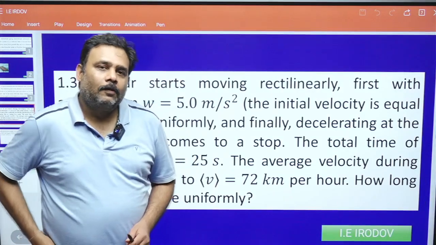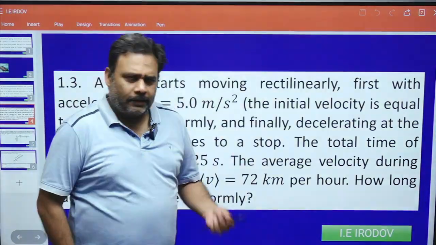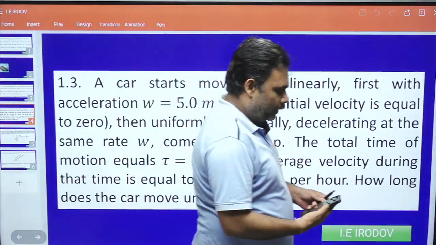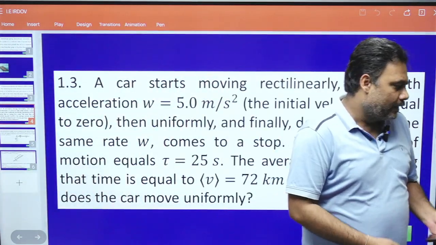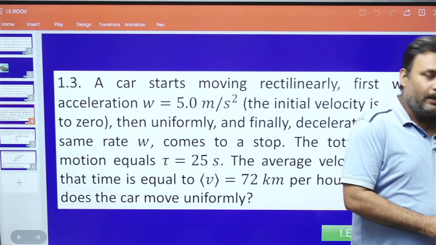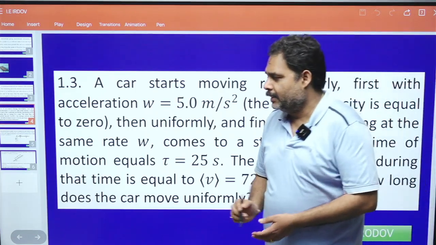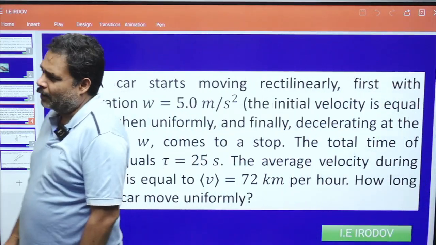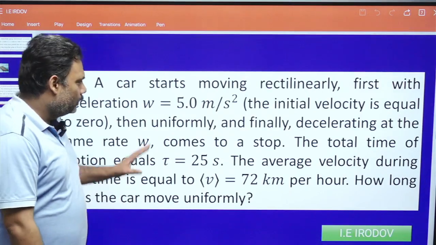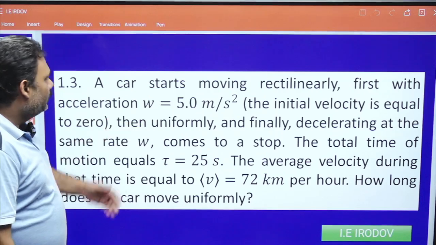Hello everyone. Let us go for the next question, question 1.3, which is part of kinematics, and it is from the book General Problems in Mechanics by I.E. Irodov. It's a wonderful problem, so let's discuss it.